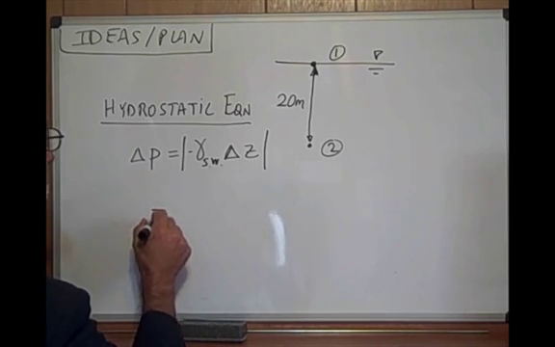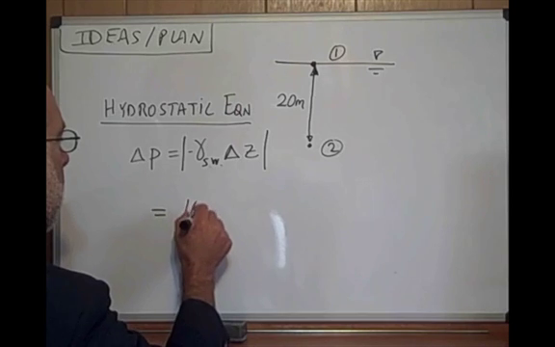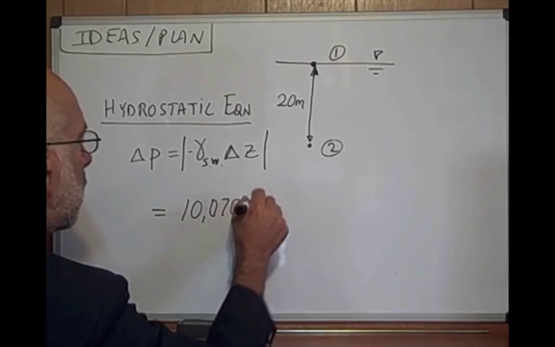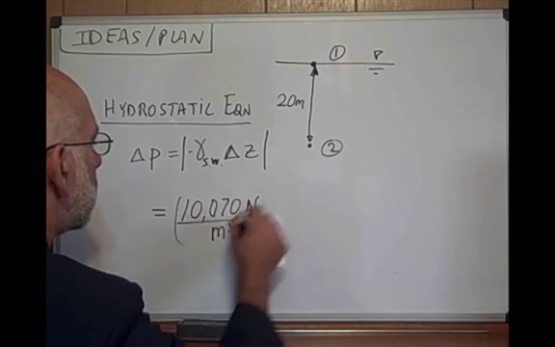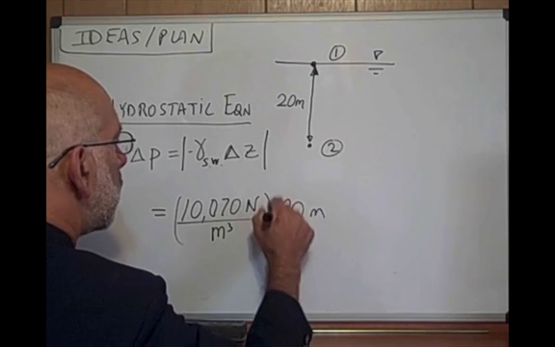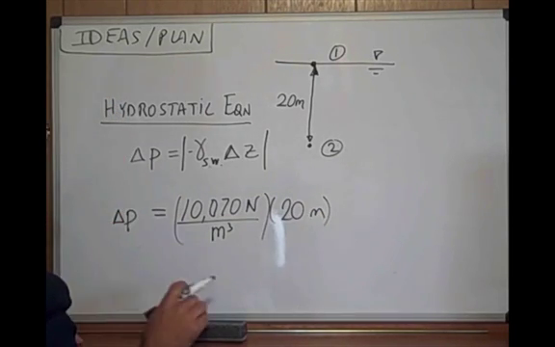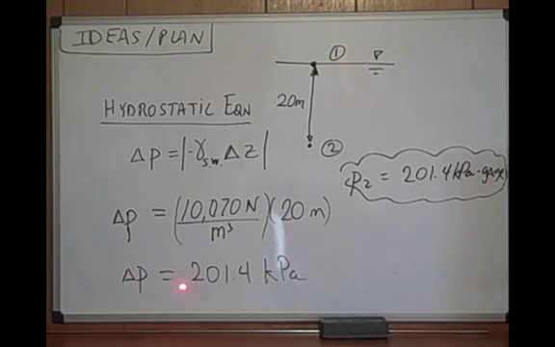And so we can go ahead and run calculations. So this is 10,070 newtons per cubic meter. Okay, the calculation shows that the pressure increase is 201.4 kPa. This means physically that the pressure here is 201 kilopascals greater than the pressure here. Since the pressure here is 0, in a gauge pressure sense, we can say that the pressure at 2 is 201.4 kPa gauge. End of problem.